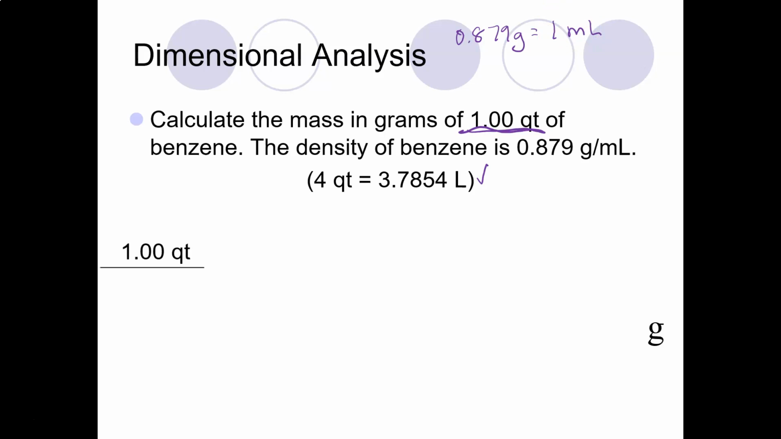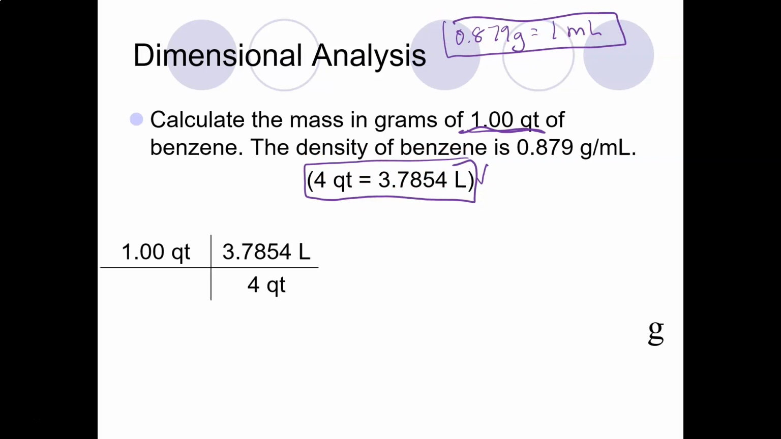Now I'm just going to cancel my units and carry on with my day until I get to grams. So I need to cancel out the unit quarts. So looking at my unit factors, which I have 2 right now that I have visible, I'm going to use the one that was in the parentheses that has the quarts. So I'm going to put 4 quarts on the bottom, 3.7854 liters on the top. Cancel out quarts. Awesome. I have liters. I need grams. I'm not done.